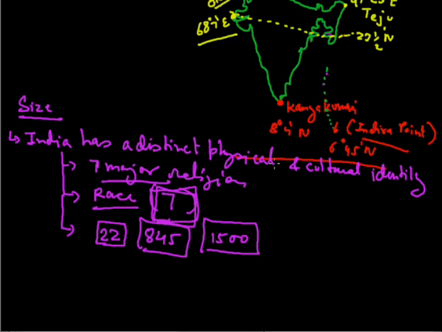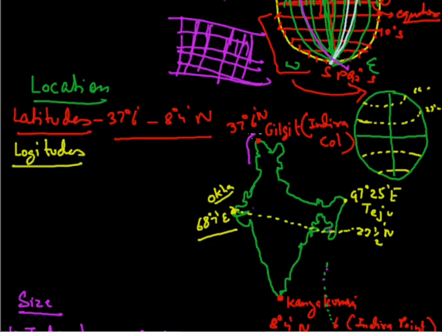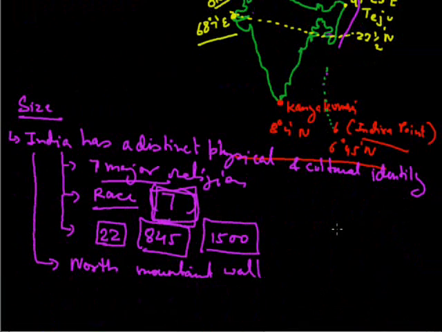Like here we are doing that India has a distinct physical and cultural identity, right? So the first is the North Mountain Wall in India, which covers India from here: the Karakoram, Himalayas, and the Purvanchal. Okay. We will do it in the second chapter on the physical features of India. Right.